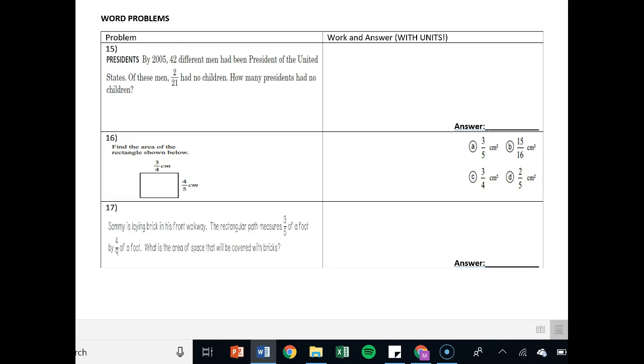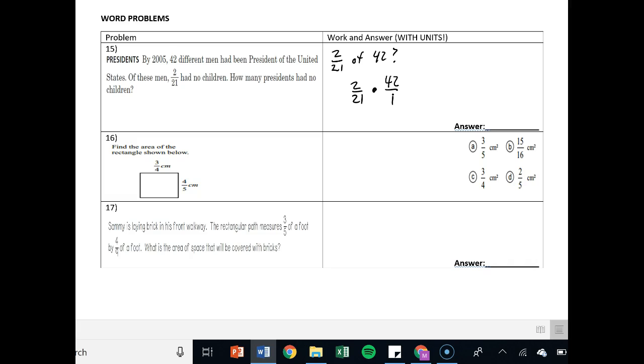For word problems, it says, by 2005, 42 men had been president of the United States. Of these men, 2/21 had no children. How many presidents had no children? So they're basically trying to say, what is 2/21 of 42? And we know of means multiply, so they're saying what's 2 over 21 times 42. If we want to put a whole number, we just put it over 1.